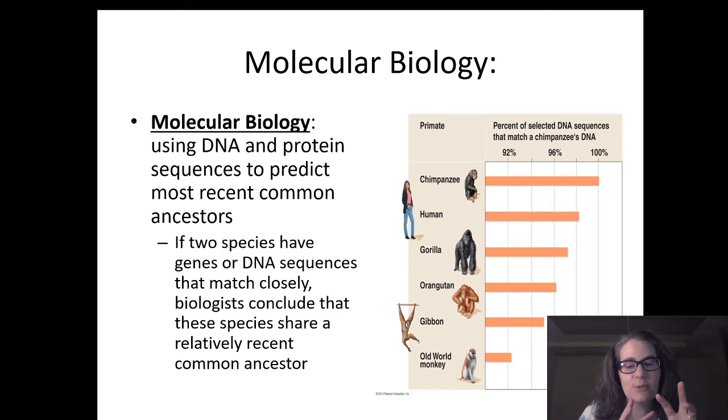And we can use this information to predict and sort organisms. We often will build phylogenies, or evolutionary trees, to show the relatedness and how these changes of molecular DNA and protein sequences have changed, and then the relatedness of these particular groups over time.